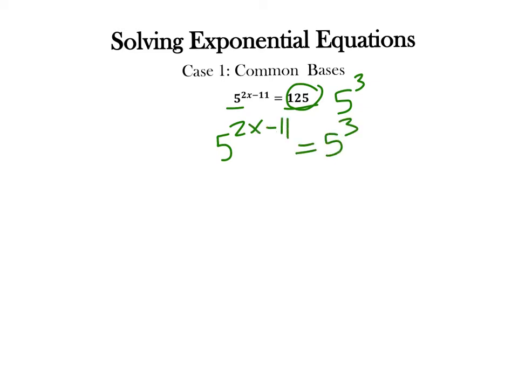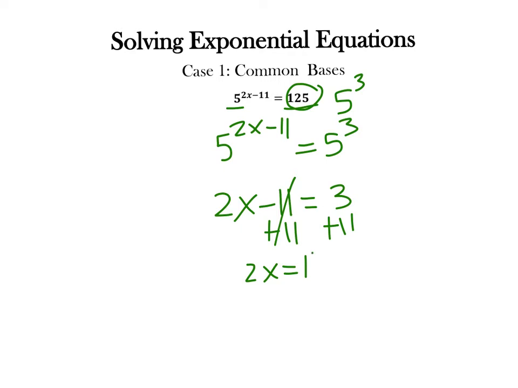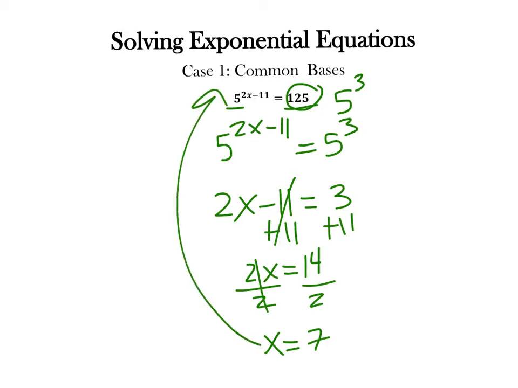Now that I've manipulated and have common bases, I can ignore the bases and just write the problem as the exponents. 2x minus 11 must equal 3. And we continue to solve. Plus 11, 2x equals 14, divided by 2, x equals 7. And if you plug this back in, it should also work.